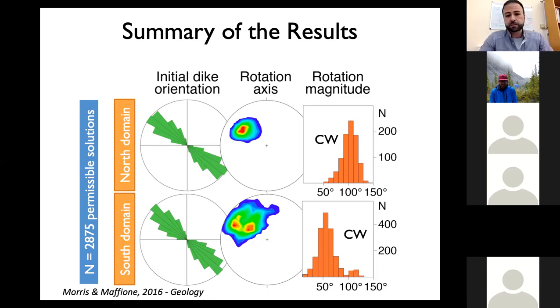Then the interesting part of the analysis is the amount of rotation. So all of the sites have been rotated clockwise from their original position. But you can see that this is the histogram, so the frequency distribution of the rotations. And you can see that the north domain has rotations that are nearly double the rotations that we observe in the southern domain. And this is a pretty unique result that we could not have obtained with a simple tilt correction approach. Only the net tectonic rotation can allow you to get those kinds of data.